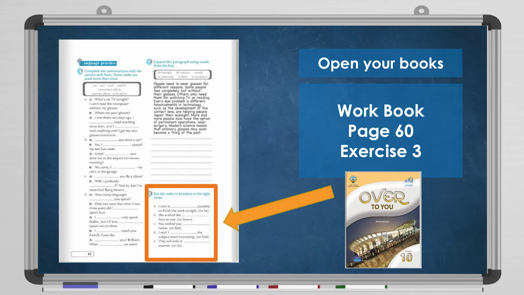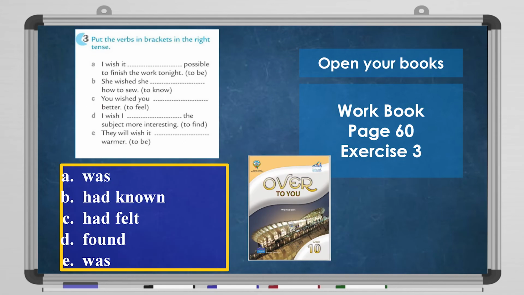Now, open your books, your workbook, page 60, exercise 3. Do it yourself. I know you can.